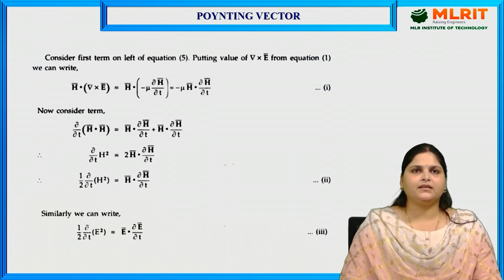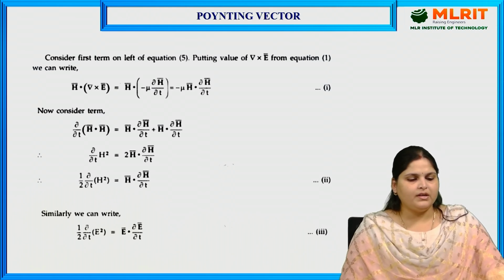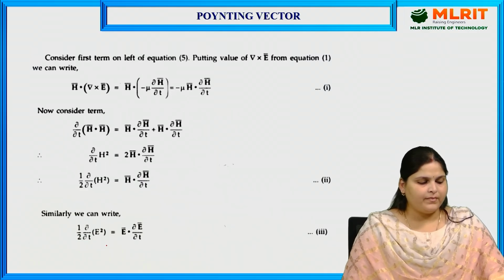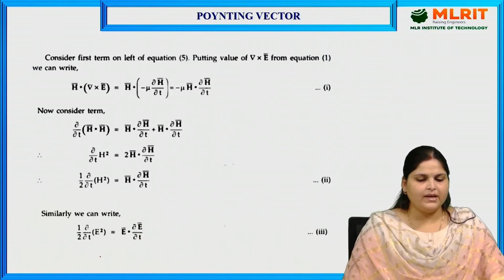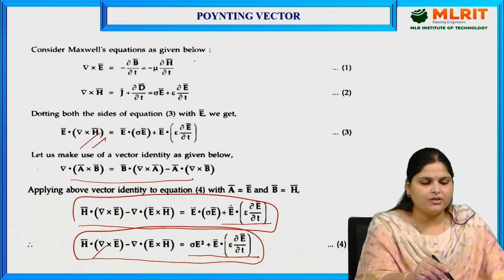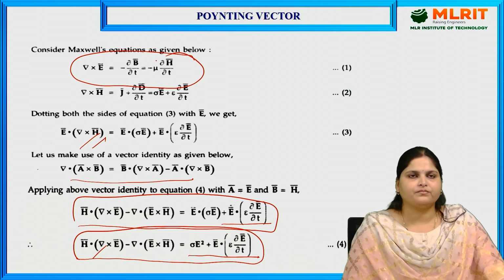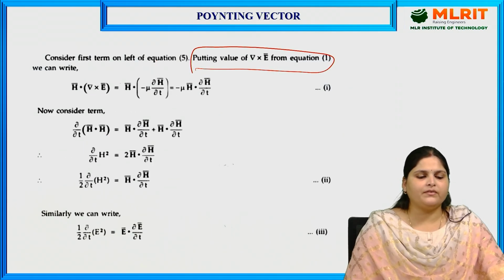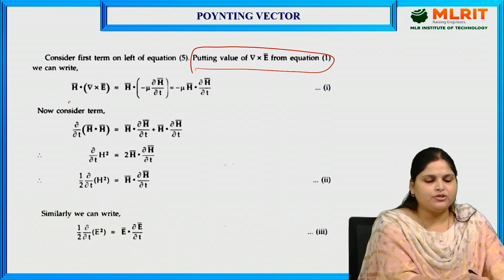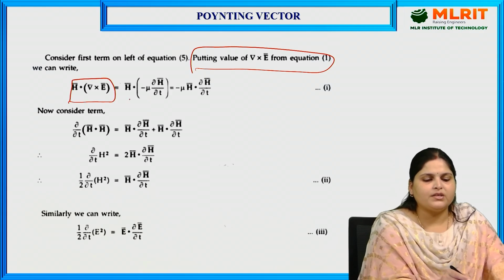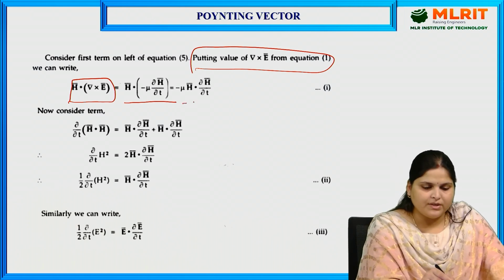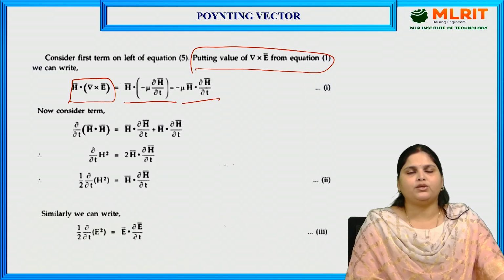Now we consider the first term on the left, H dot del cross E, and we put the value of del cross E from equation number 1. This is equation number 1. In place of del cross E, we put minus mu dou H by dou t. So H dot del cross E is equal to H dot minus mu dou H by dou t, which becomes minus mu H dot dou H by dou t.